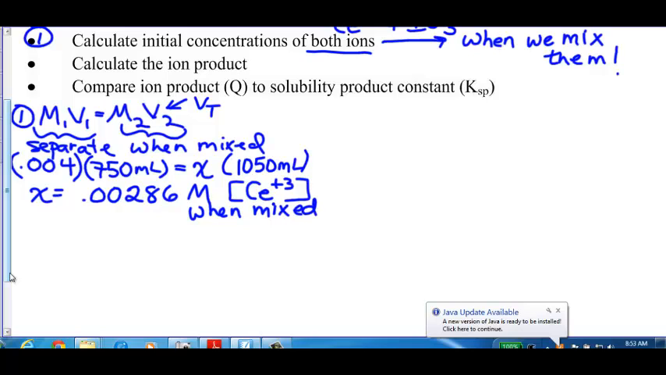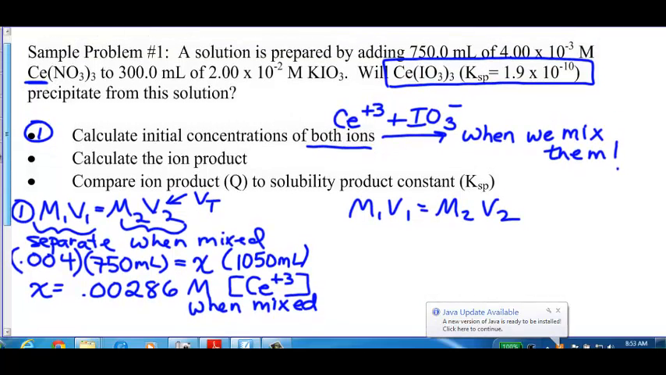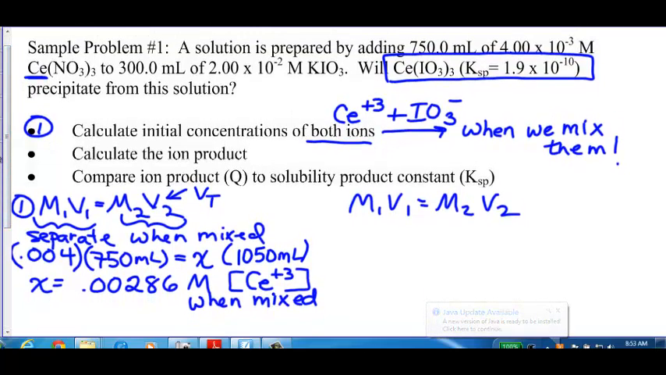We're going to do the same thing for the other ion we care about, which is the iodate ion. So we'll do an M1V1 equals M2V2 for iodate. M1 for iodate is 0.02. I want to caution you here. If iodate had a subscript of 2, or cerium had a subscript of 3 instead of the nitrate having a subscript, remember you'd have to multiply that by the concentration before you plug it in. We're not concerned with the concentration of the whole thing. We're concerned with the concentration of just that ion.